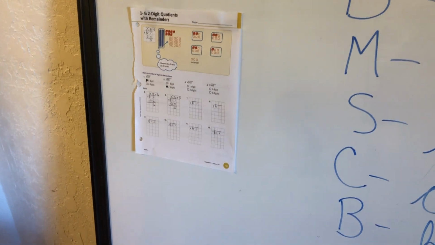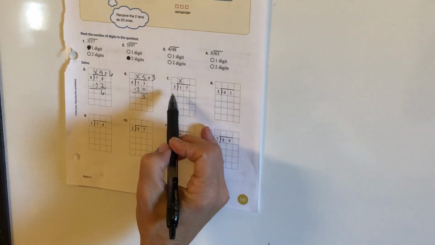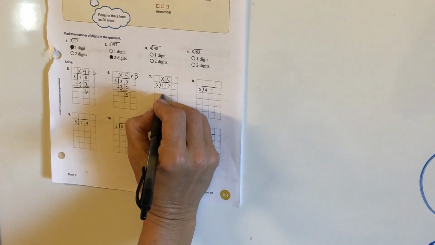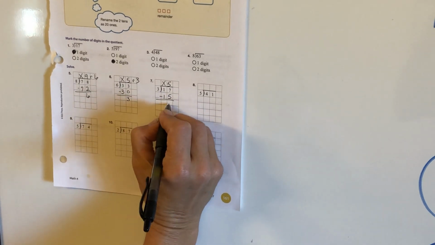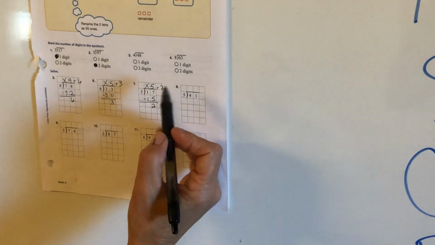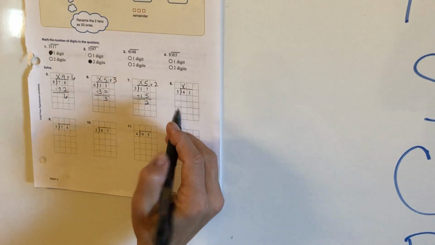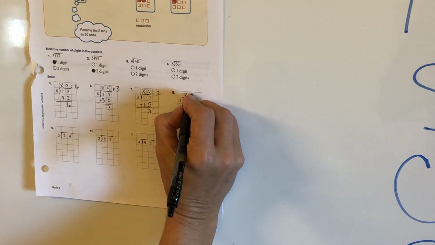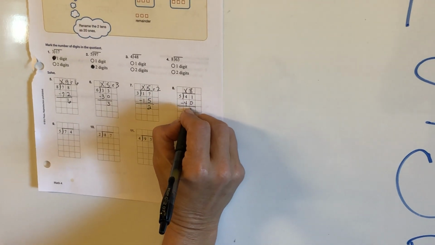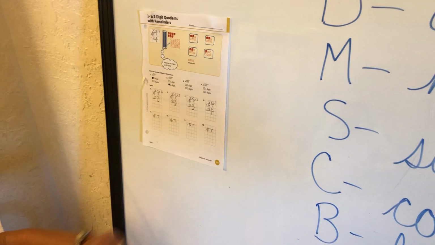Okay, let's go to number 7. How many times will 3 go into 1? It will not. How many times will 3 go into 17? 5. 5 times 3 is 15. Subtract, and you have remainder 2. Number 8. How many times will 5 go into 4? It will not. How many times will 5 go into 41? 8. 8 times 5 is 40. Subtract, and you have remainder 1. So now you can pause and work these problems.